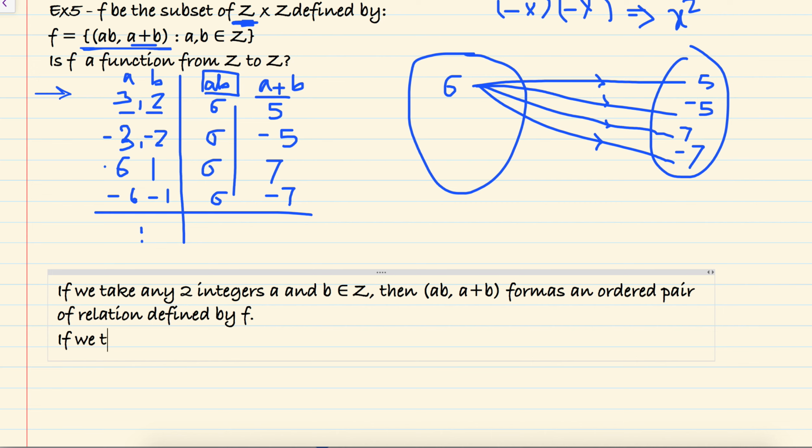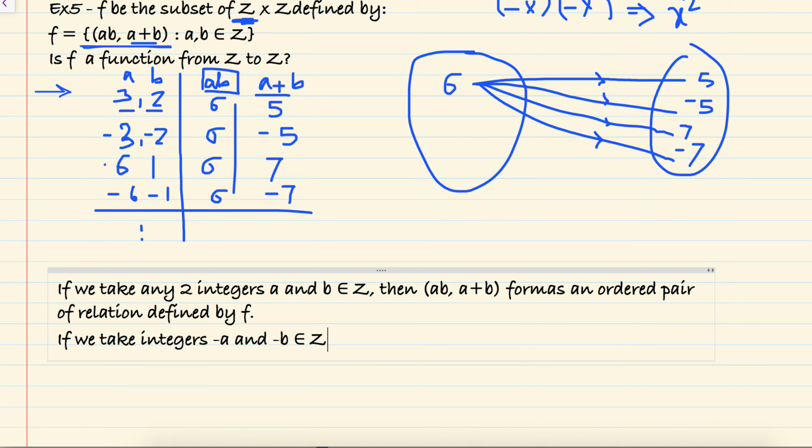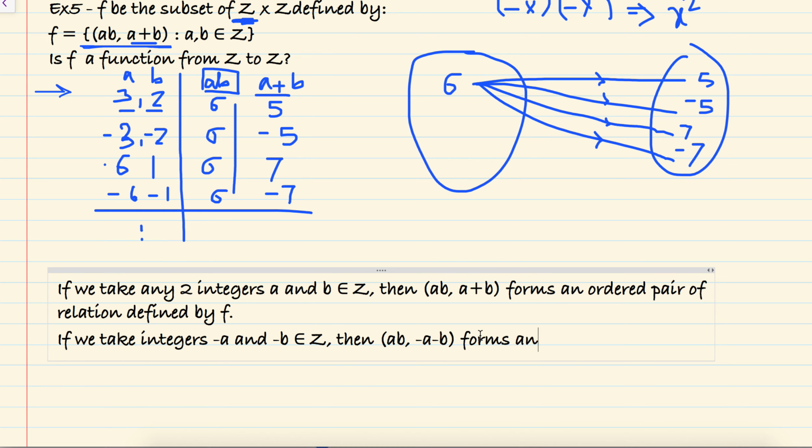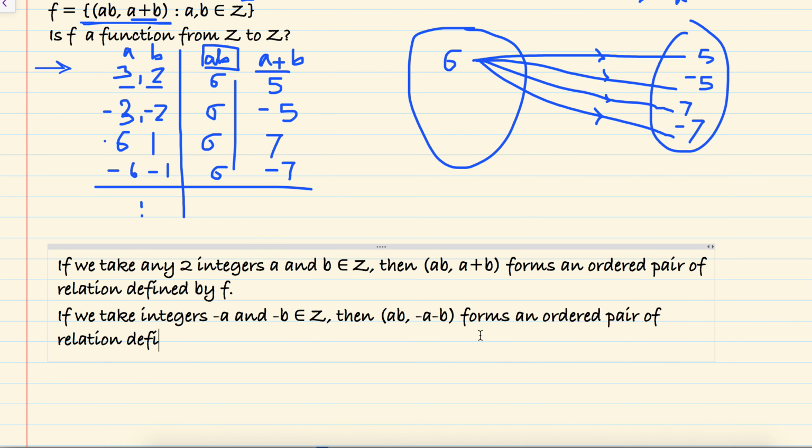If we take integers minus A and minus B belonging to the set of integers, then minus A times minus B is AB, and minus A minus B forms an ordered pair of relation defined by F. So this is the general statement.